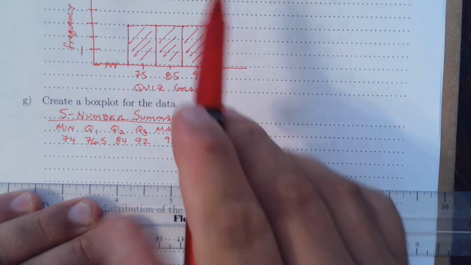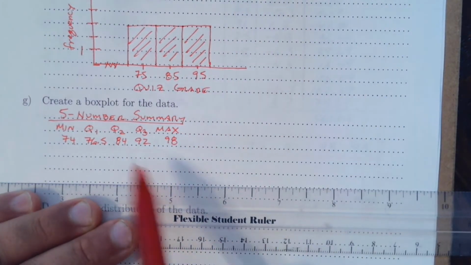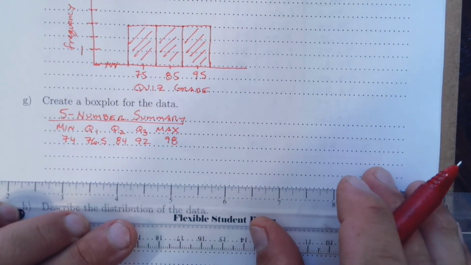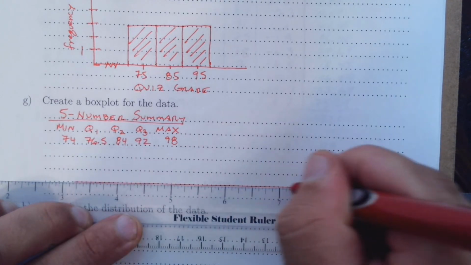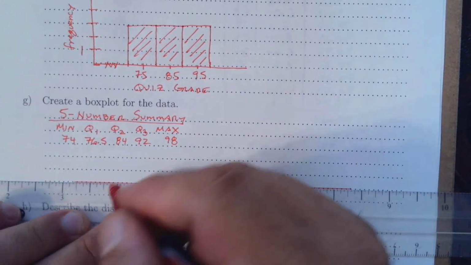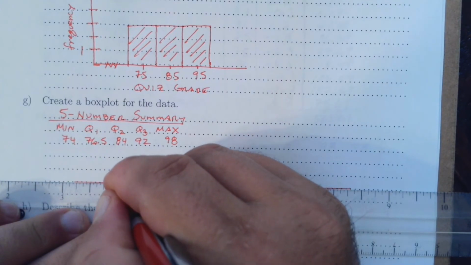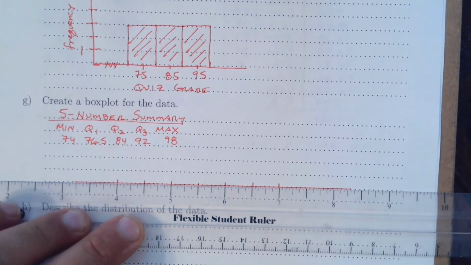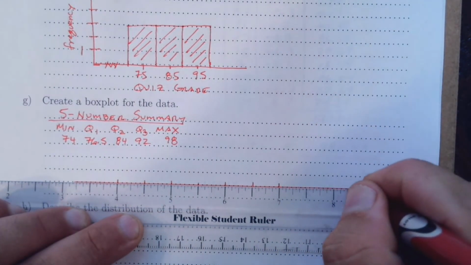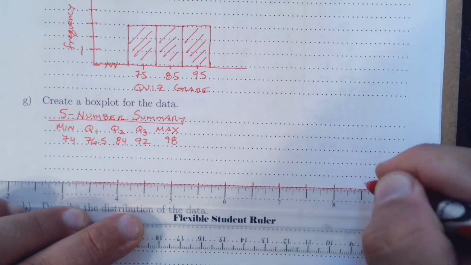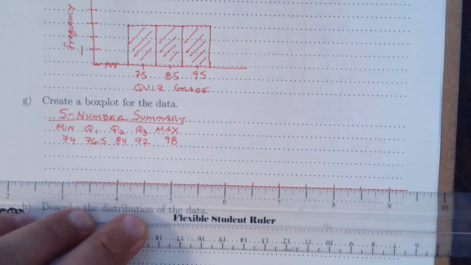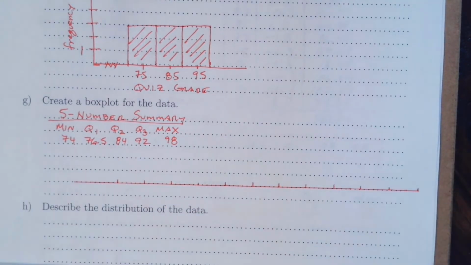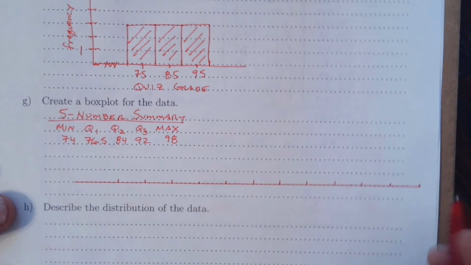All right, so I know that I need to go from 70 to about 100, right, because my minimum is 74, my maximum is 98. So I might come over, draw a horizontal axis, and say here we'll say 70, 75, 80, 85, 90, 95, 100, and that would take care of it. Or possibly I could extend if I needed more pieces, and sometimes you might have to extend even further still. It just depends on how you want to set it up.